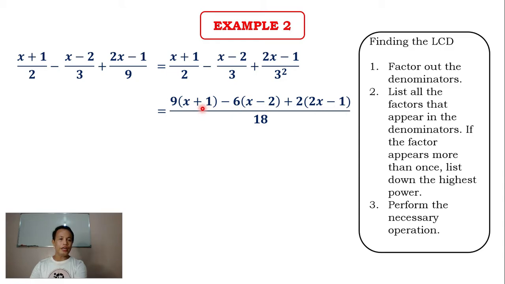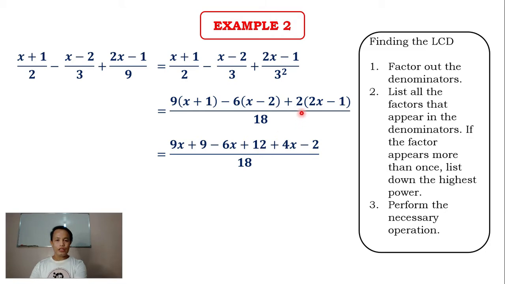Then afterwards, we distribute 9 to the terms inside the parentheses. The same also with negative 6. The same also with 2. So this will become 9 times x will give us 9x. 9 times 1 will give us 9. Then next is negative 6 times x will give us negative 6x. Then negative 6 times negative 2 will give us positive 12. Then next we have positive 2 times 2x will give us 4x. Then 2 times negative 1 will give us negative 2.